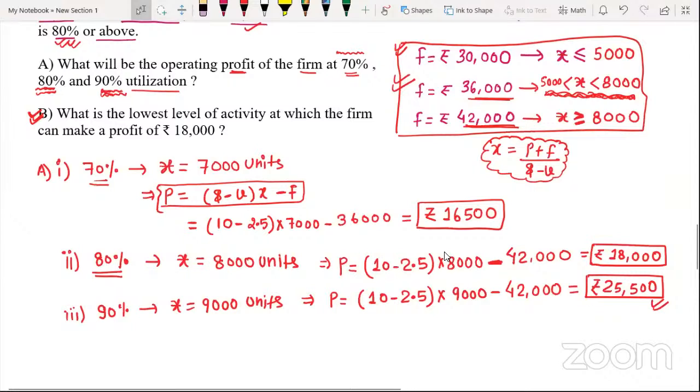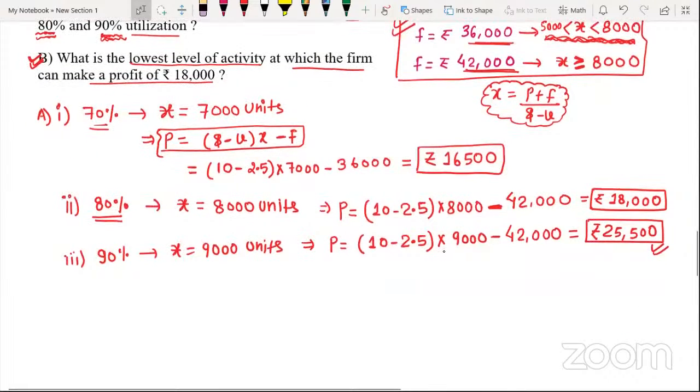Okay, now they are saying, what is the lowest level of activity at which the firm can make a profit of rupees 18,000? Okay, so they are saying how much minimum they should produce so that they can make a profit of rupees 18,000. Okay, so many of the students will think that it is going to be the first case. Okay, it is going to be the first case, for B part.